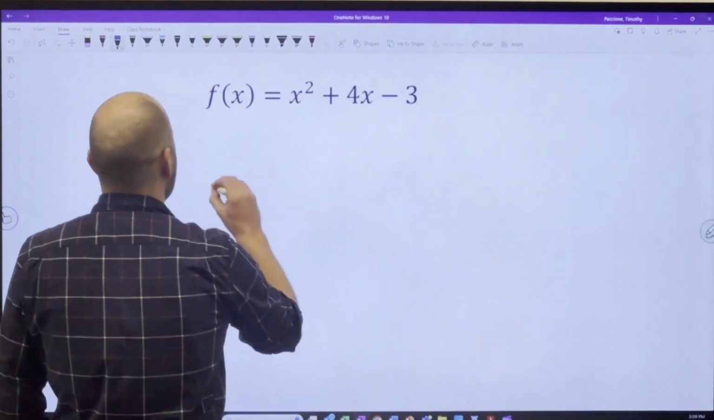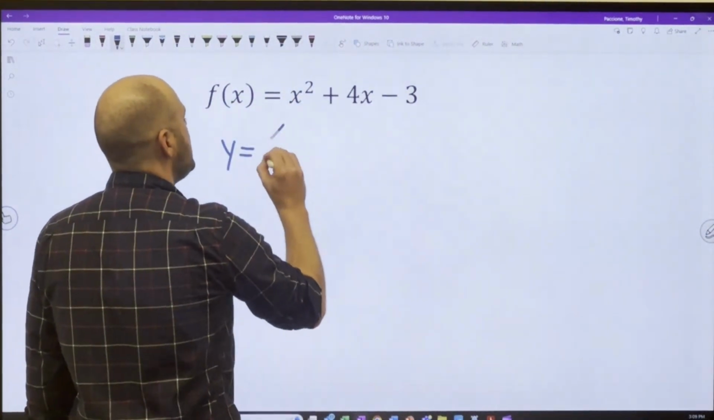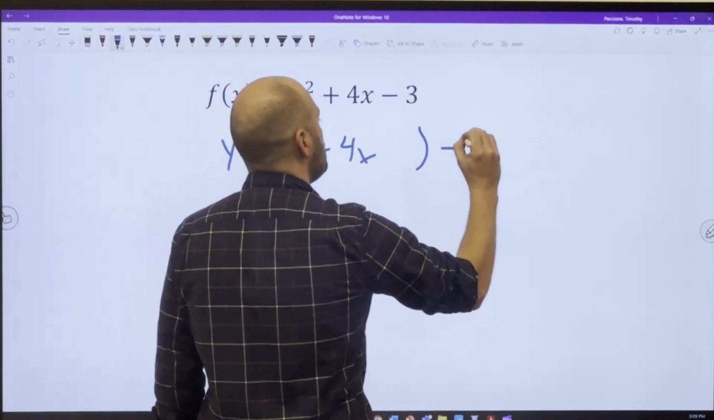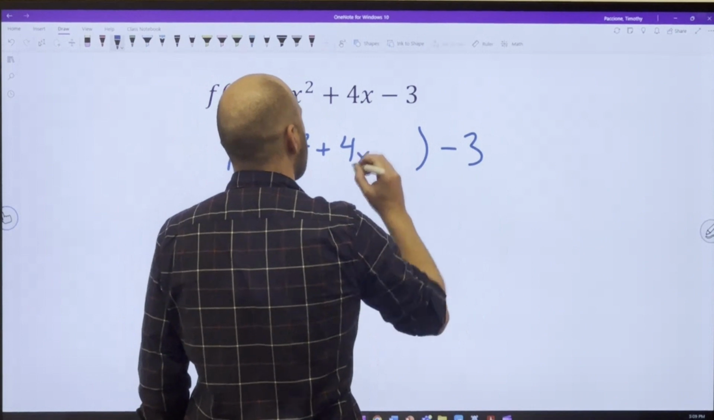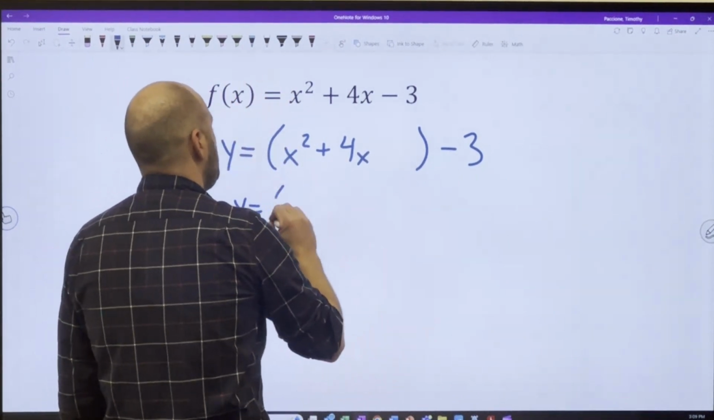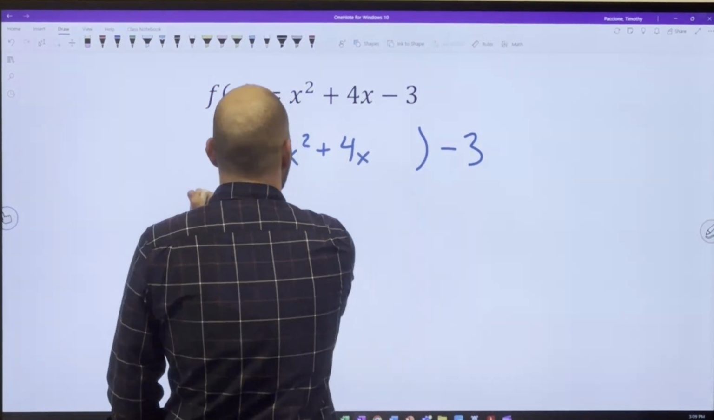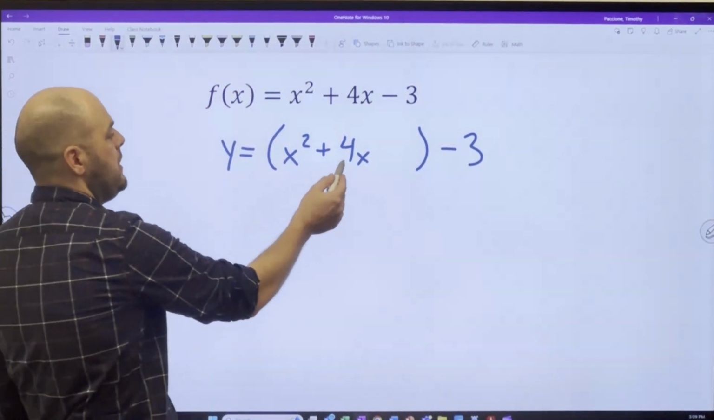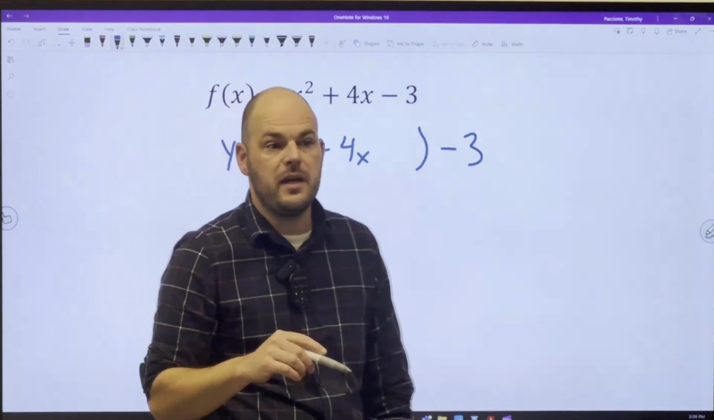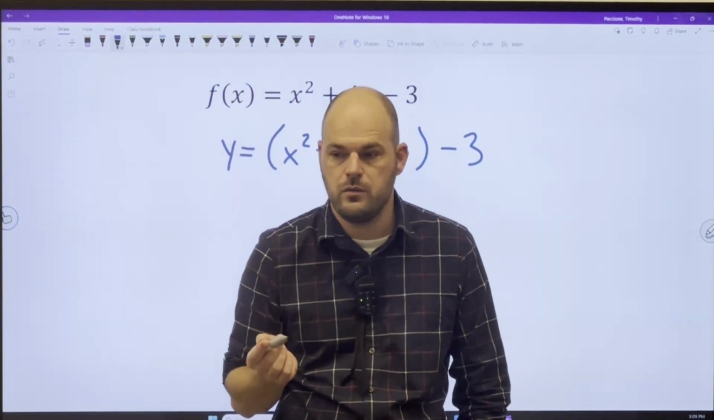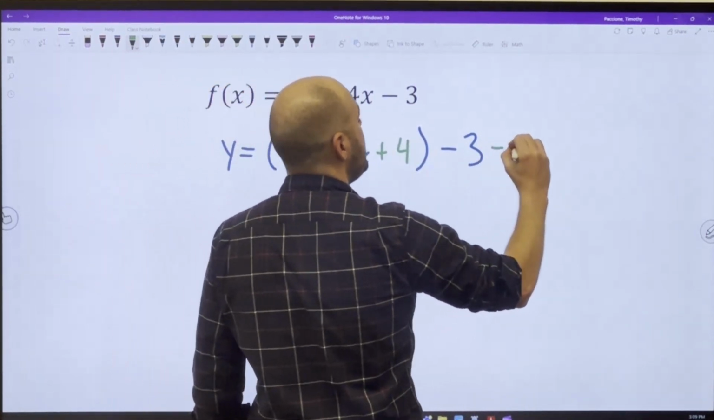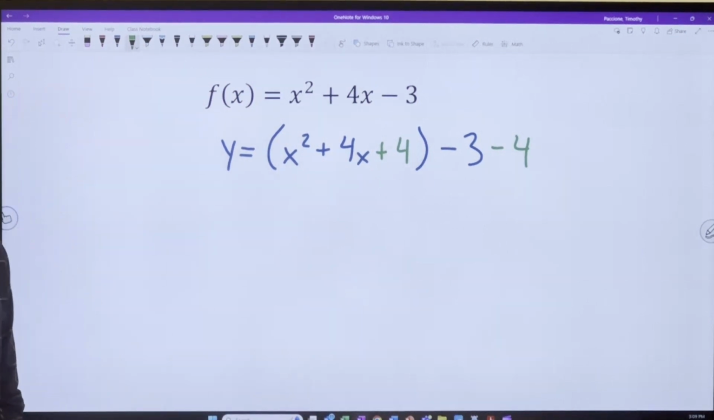Ready? What was my first step? Kick out the c. So x squared plus 4x, kick out the c, leave a space. What was my next step? Do b divided by 2 squared. What's b? 4. What's 4 divided by 2? 2. What is 2 squared? 4. So I put plus 4 here, and I put minus 4 here. Right? We want to balance that out.